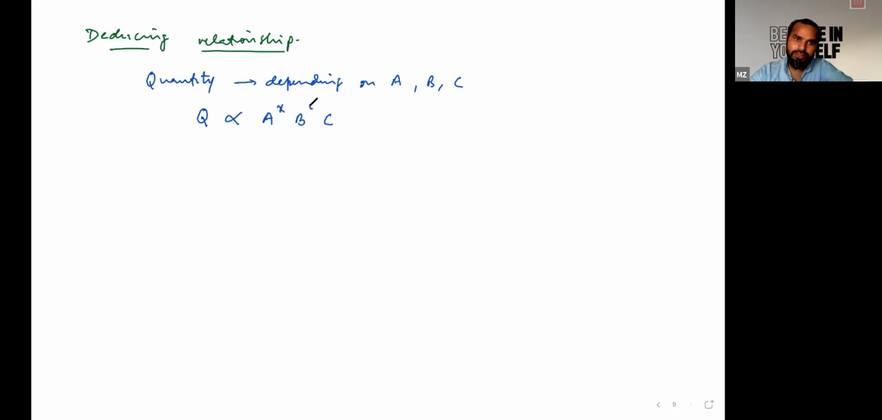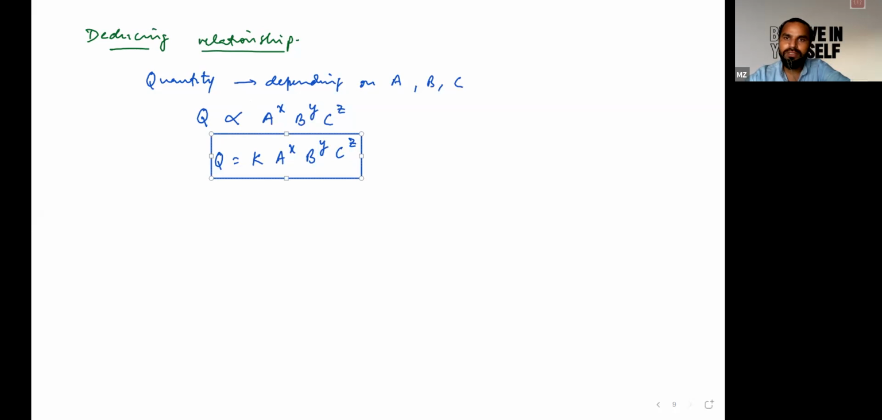So there would be some exponents to equate them. I have just written X, Y, Z respectively for the exponent of each term. Now we have the proportionality sign. If we remove it, we need a proportionality constant. Let's say it is K. So it would be K times A raised to the power X, B raised to the power Y, and C raised to the power Z. Now, this would be your final formula to calculate that given quantity Q. So for any problem, just try to approach it like this: first define Q and the dependency of Q on A, B, C.